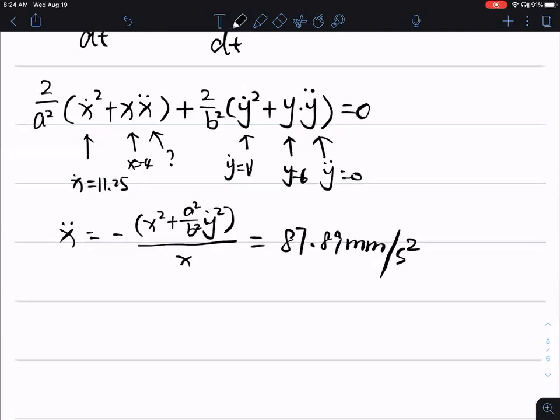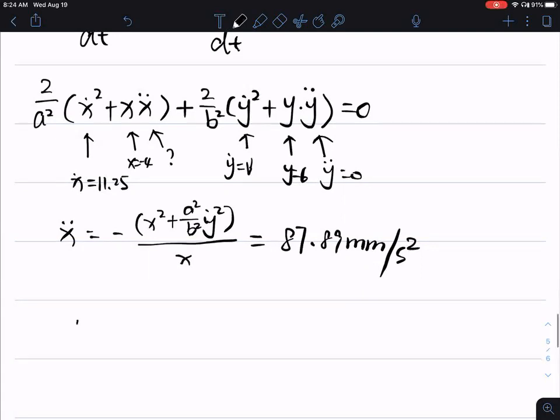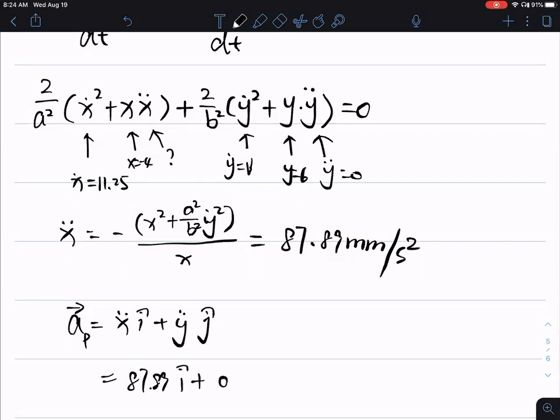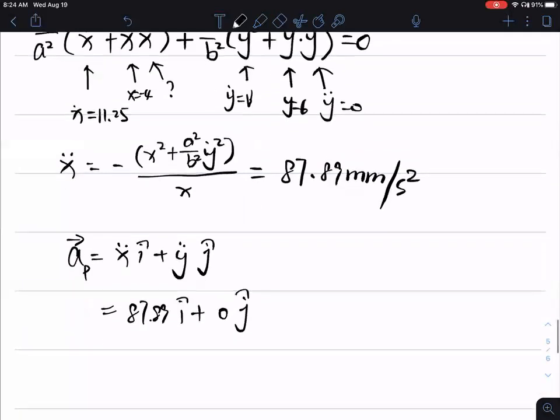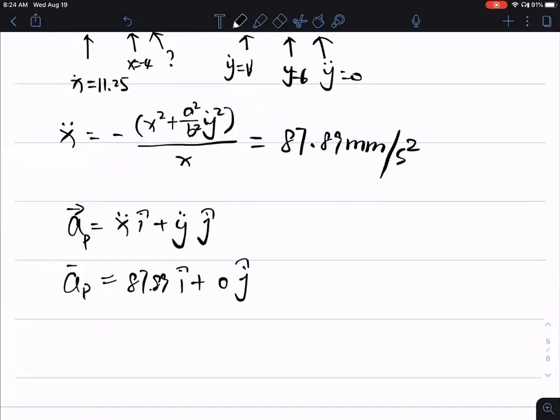All right, and what's next? Now we have x double dot and y double dot. The answer is one step away. Acceleration for this particle P is just x double dot i plus y double dot j. Plugging in, x double dot is 87.89 i plus 0 j. That's your acceleration for this particle. Unit is millimeters per second squared. And we're done.